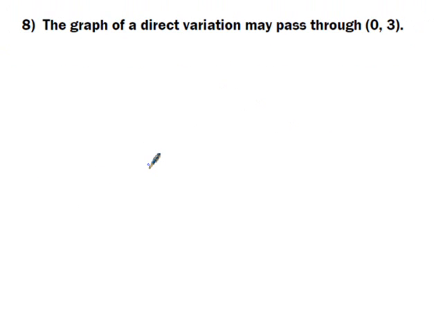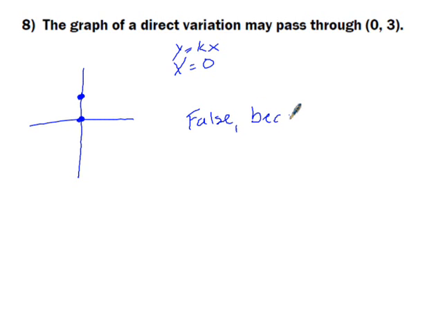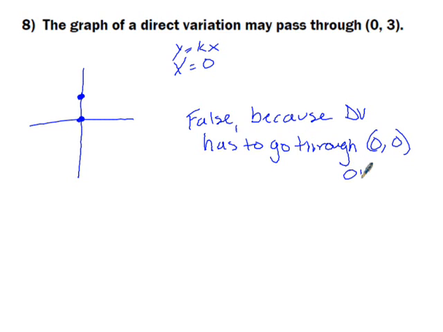All right, the graph of a direct variation may pass through (0, 3). So now, if I go like this, (0, 3) is up here, and that's a problem, because my direct variation has to go through (0, 0). And if it's at (0, 3), I can't draw a straight up and down line, because that would be x equals 0, and that doesn't fit in with my y equals kx. So this is false, because direct variation has to go through (0, 0). The name for the point (0, 0) is the origin.